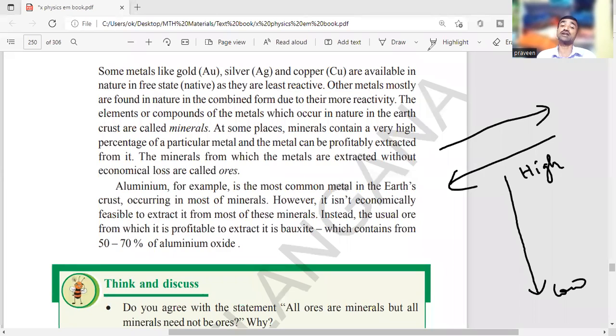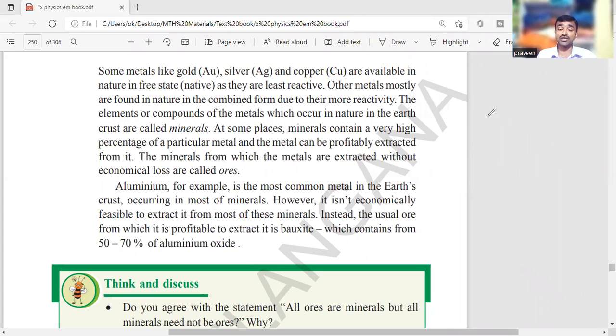So the metals are arranged in the order of decreasing reactivity. We can call that the reactivity series, right? Arranging the metals in the decreasing order of their reactivity, from highly reactive elements to least reactive elements. That is what we call the reactivity series.